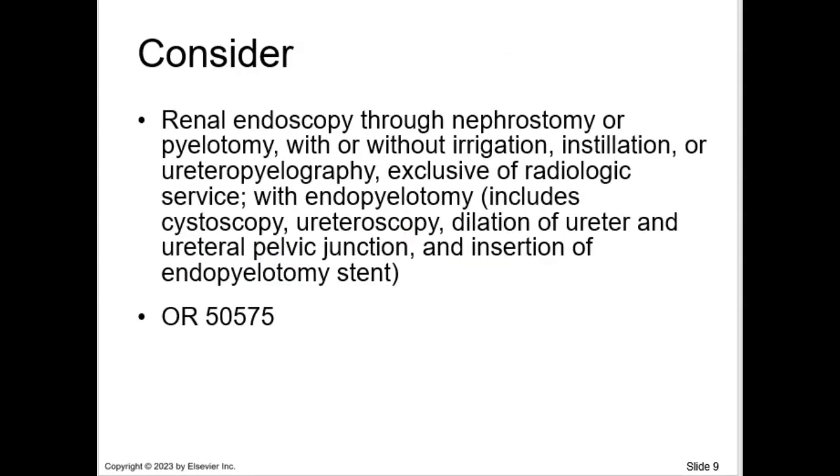Okay, so let's go with this. This is a renal endoscopy through a nephrostomy, pyelotomy with the irrigation, installation of ureteropyelography, exclusive of radiologic service, with endopyelotomy includes a cystoscopy, ureteroscopy, dilation of the ureter and ureteropelvic junction, and insertion of an endopyelotomy stent. Or 50575. That's the code for this procedure. So it's a little bit more efficient way to be able to put just a code number.